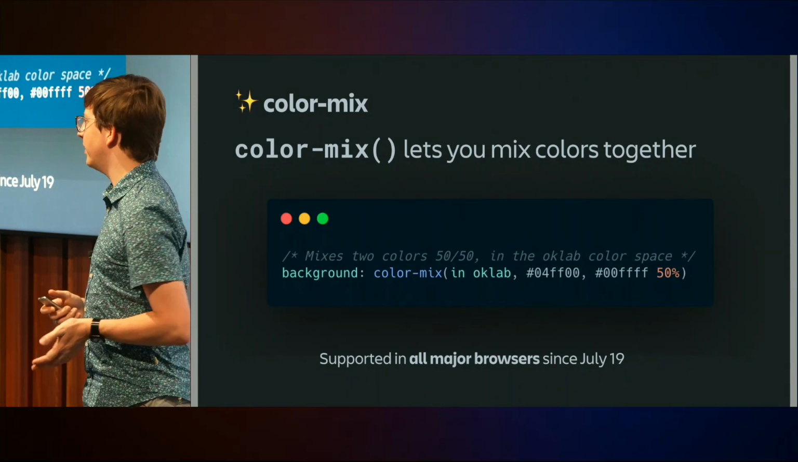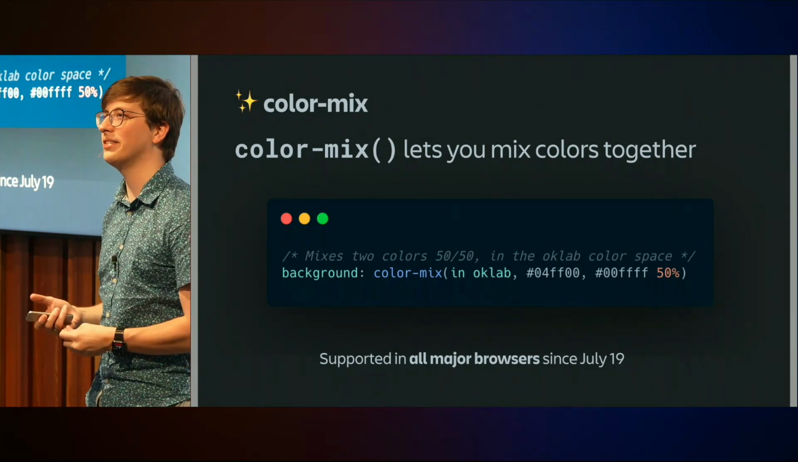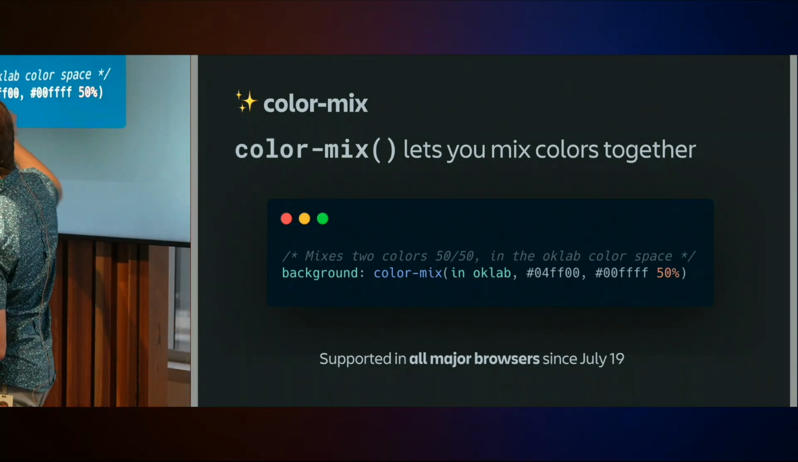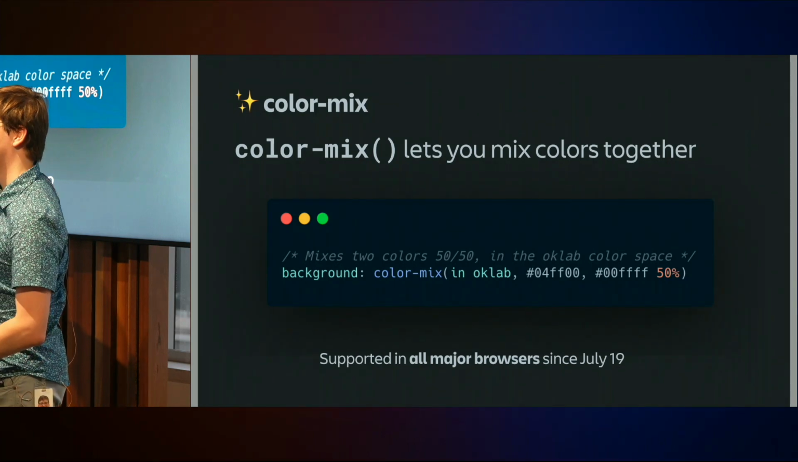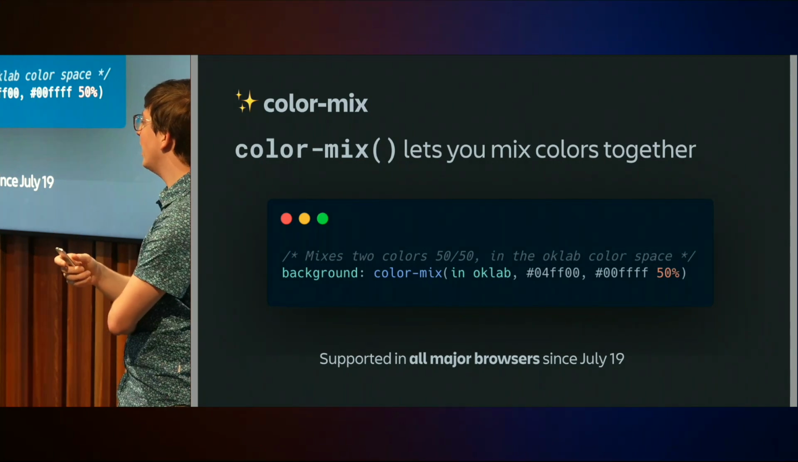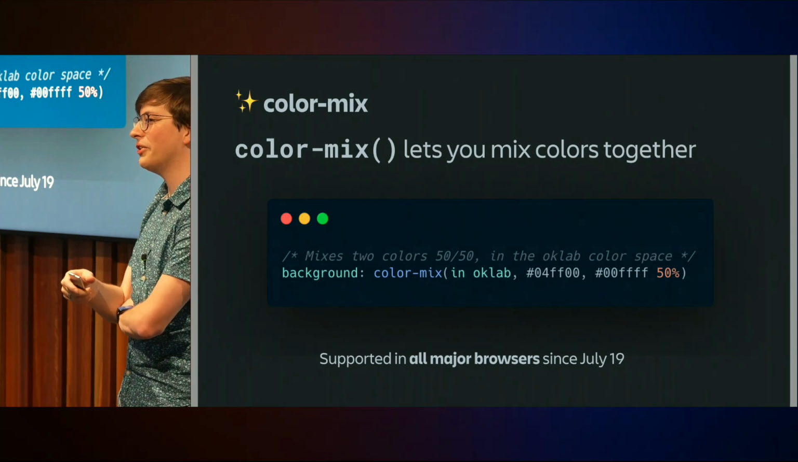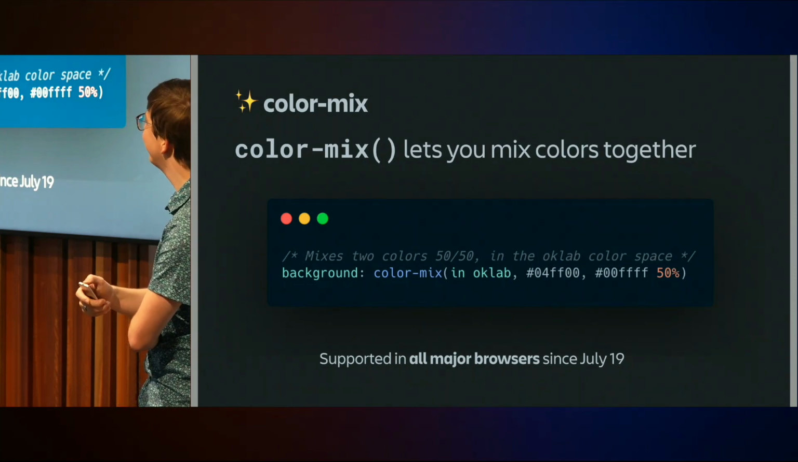So the first one's color-mix. Color-mix lets you mix colors together. The name's pretty self-explanatory. So you can see here that we've got 2 colors mixed at 50% in OKLab. So you can specify the space in which you want to do the calculation. It's been supported in all major browsers since July 19th last year, so it's probably reaching the threshold where you can start playing around with it as long as you've not got enterprise customers who are on very old browsers.